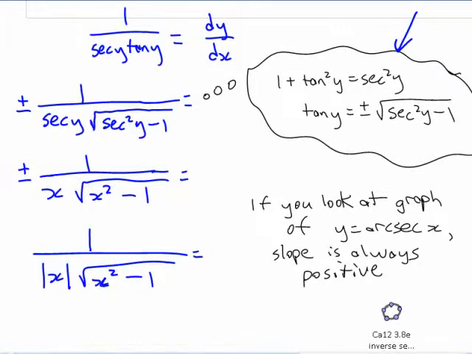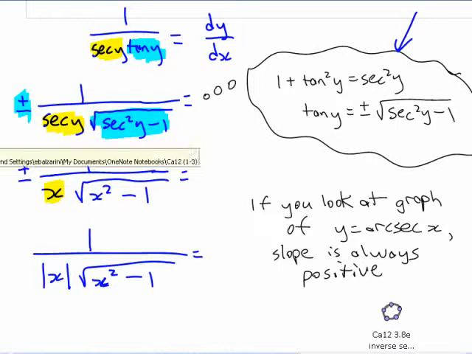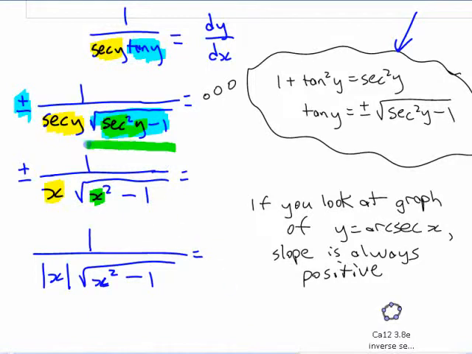So if you replace secant of y with x, because that's what you originally started with, and you replace tan y with that expression and the plus or minus, because secant y becomes x, you end up with an expression that looks like this.